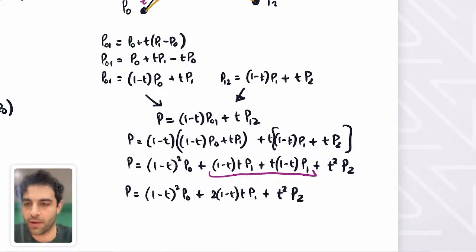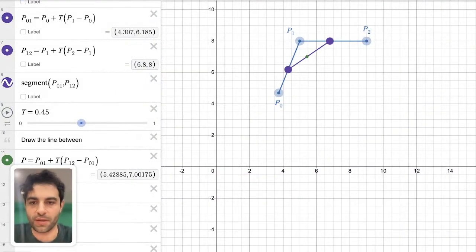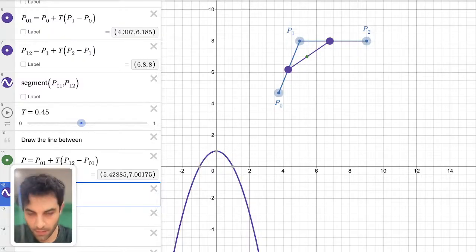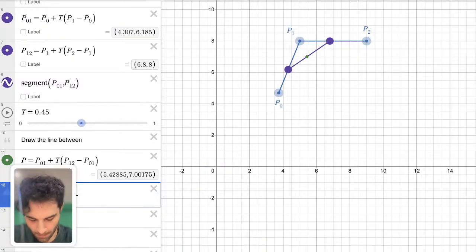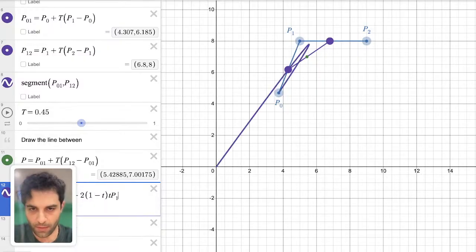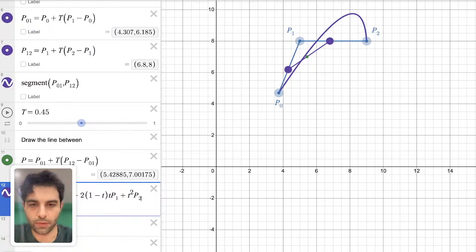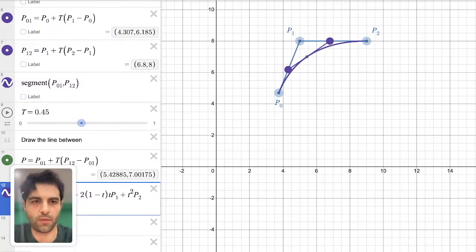Let's see. So I'm going to go to Desmos over here again. I'm going to just plug it right in, right? So P equals 1 minus t squared, times P0, plus 2 times 1 minus t times t of P1, and then plus t squared outside of P2. Oh, sorry, the squared has to go on the outside though. Cool. Look at that. That's the curve.